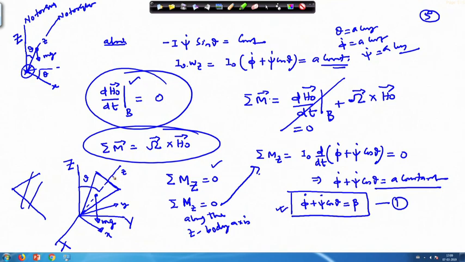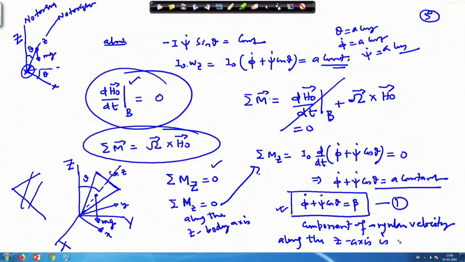So, this is the one relationship we are having. This simply says that along the z axis, the component of angular velocity along the z axis remains constant. This is simply what it implies: the component of angular velocity along the z axis is constant. So, it is not changing.